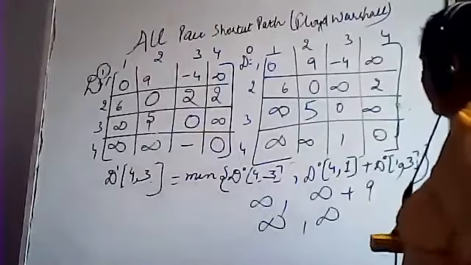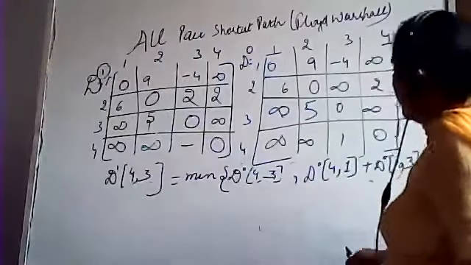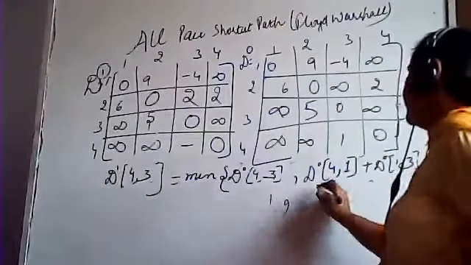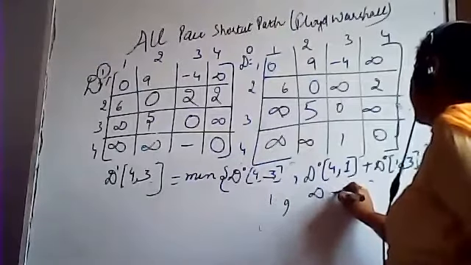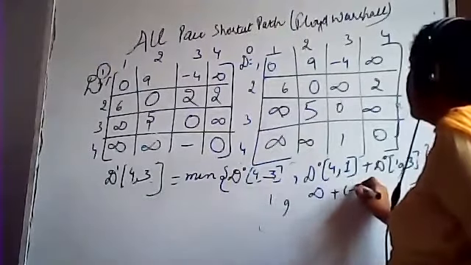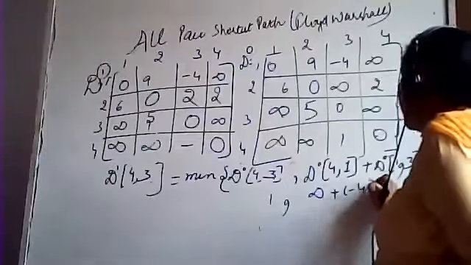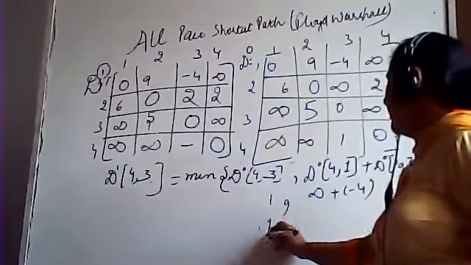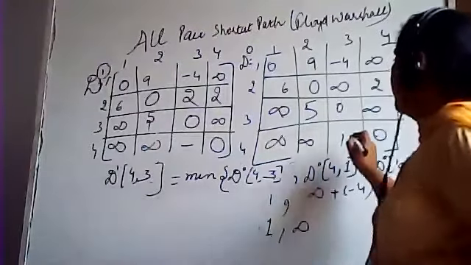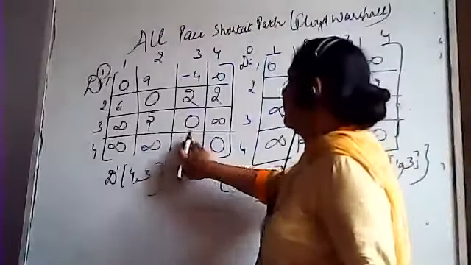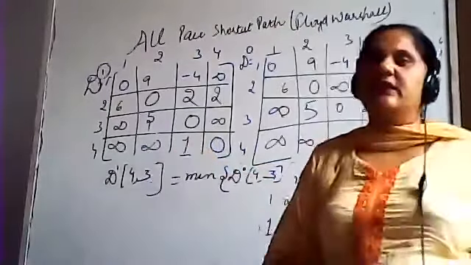So what should I do now? 1, 1, 3, infinity minus 4. Infinity minus 2. 1, 3 is minus 4. So 1, infinity, better value is 1. So this is the first row.